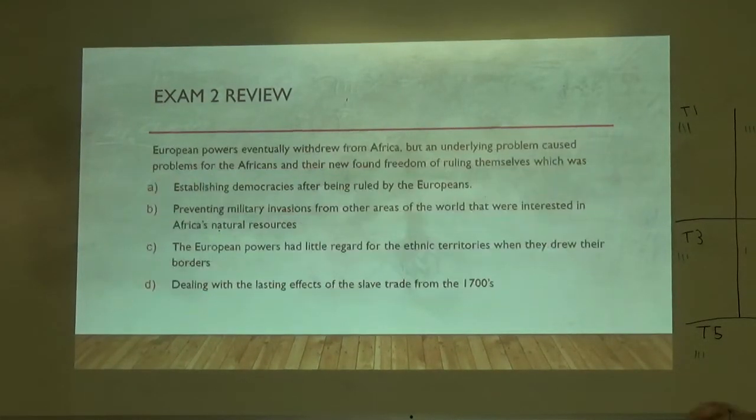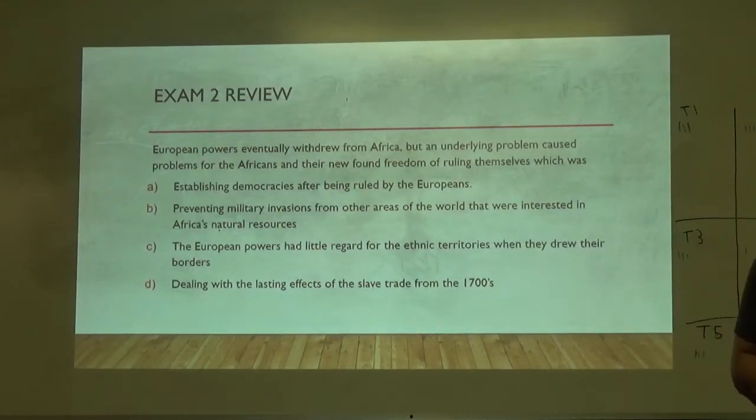Alright, here we go. European powers eventually withdrew from Africa, but an underlying problem caused problems for the Africans and their newfound freedom of ruling themselves, which was, is it A, establishing democracies after being ruled by the Europeans, B, preventing military invasions from other areas of the world that were interested in Africa's natural resources, C, the European powers had little regard for the ethnic territories when they drew their borders, or D, dealing with the lasting effects of the slave trade from the 1700s. Okay, looks like everyone's ready, so answers in 3, 2, 1. Okay, looks like everyone got it. Good job.